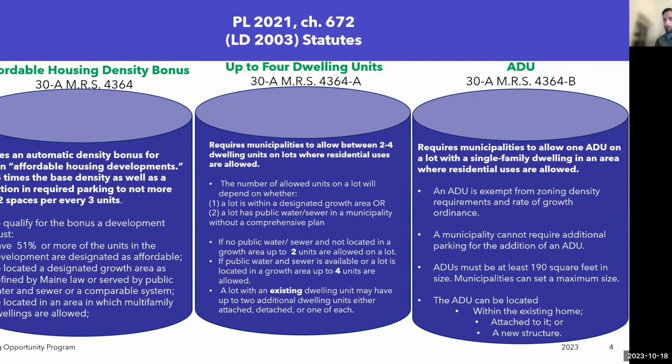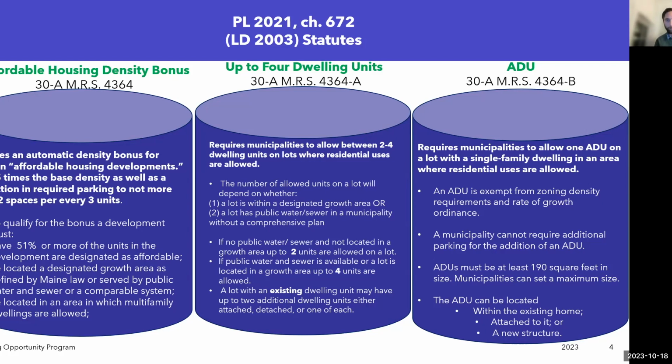The second statute in LD 2003 is 30A MRS 4364A, which has to do with up to 4 dwelling units on a lot. What that statute requires is that a municipality needs to allow between 2 and 4 dwelling units on a lot where residential uses are allowed. The number of units allowed will depend on whether that lot is located in a designated growth area or has public water and sewer. And the intent of this statute was really to prohibit single-family zoning throughout the state.